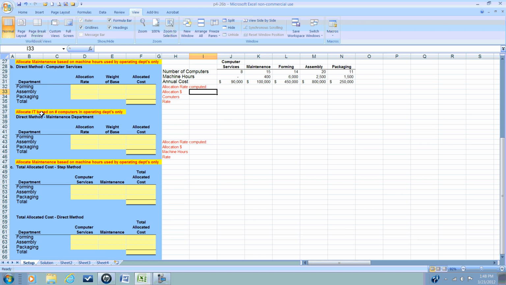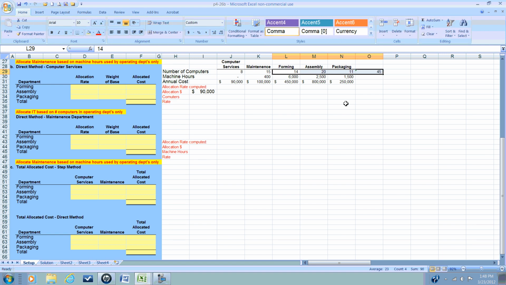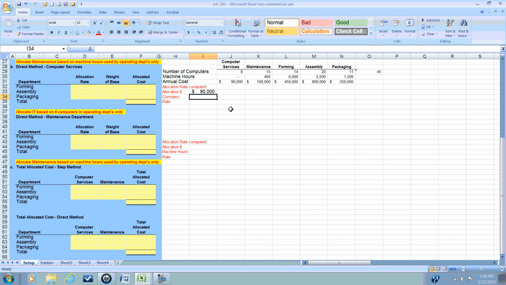Computer services or IT are based on the number of computers. Well, we're going to ignore the computers that are in our service departments. So we're only going to be using the computers that are in our operating department to form the basis of our allocation. So we're going to begin by allocating the $90,000 in computer costs. The basis is going to be the computers for forming, assembly, and packaging. So we're going to take those, we're going to sum those up. And those are 45 computers.